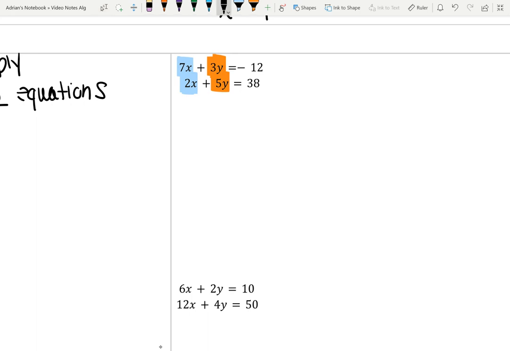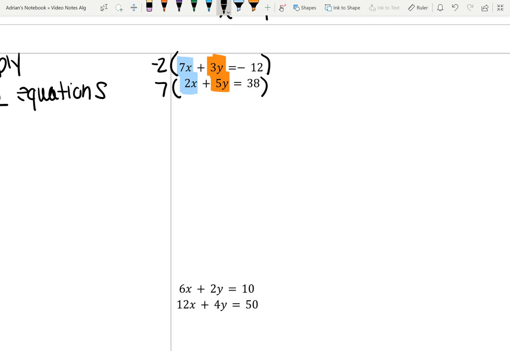So for my 7 and my 2, I could get these both to be 14. I could make the top one maybe negative 14 and the bottom one positive 14. I could do the y's, and I could make the top one positive 15, the bottom one negative 15. There's lots of different ways you can go about this as long as you're finding something to cancel. So for the sake of this one, let's do the x's. I'm going to make the top one my negative 14. So I'm going to say negative 2, and I'm going to make the bottom one 7.